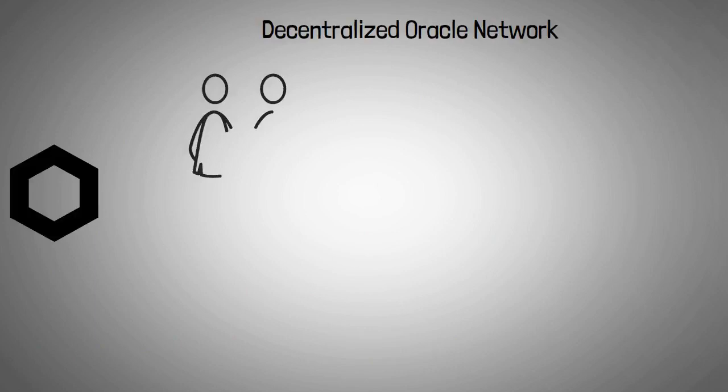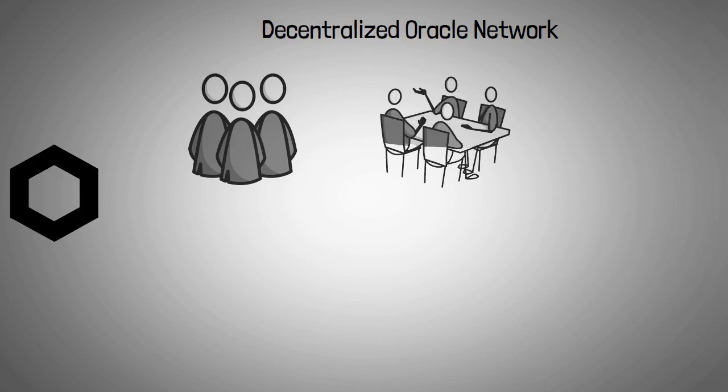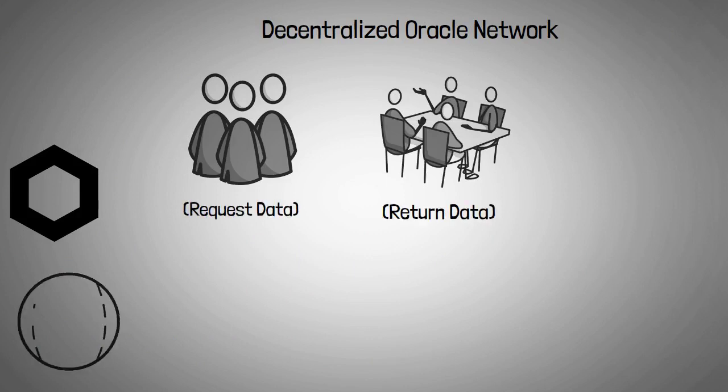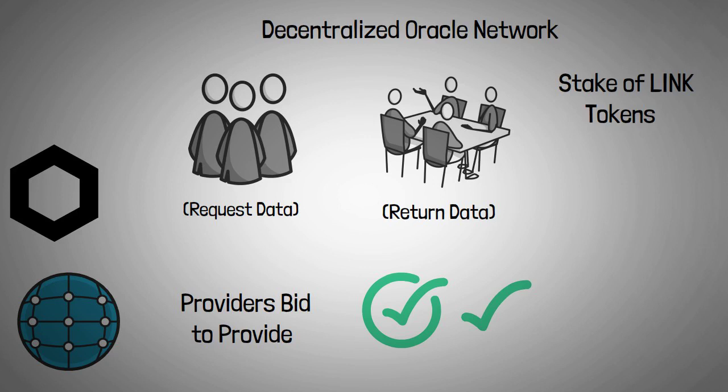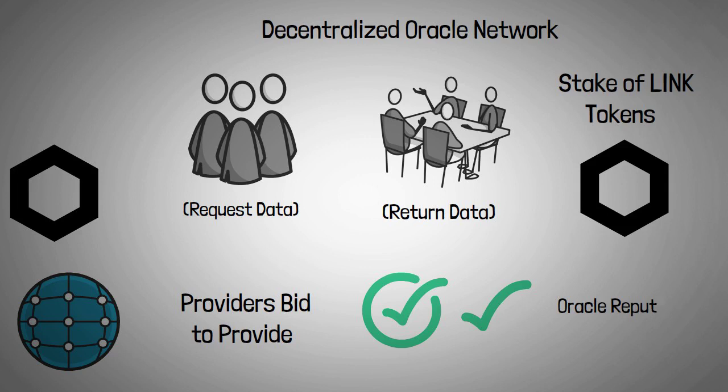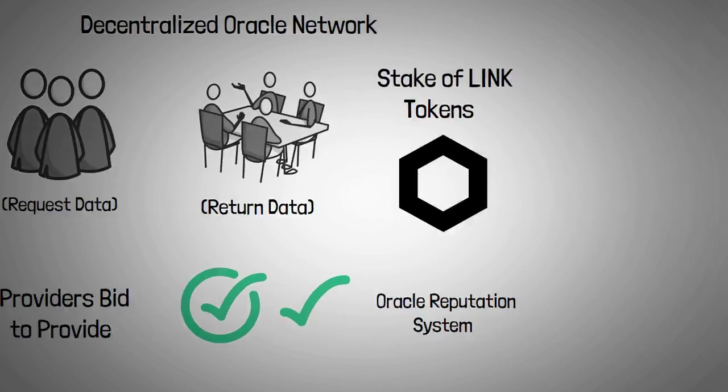Chainlink is a decentralized oracle network consisting of purchasers and providers of data. Purchasers request data, and providers securely return data. Purchasers select the data they want, and providers bid to provide it. Once providers are chosen, it is their job to bring the correct answers to the chain. Providers must commit a stake of linked tokens when they bid, which can be taken away if they misbehave. Chainlink uses an oracle reputation system to aggregate and weight the data provided. If everything goes smoothly, providers get paid, and everyone is happy.